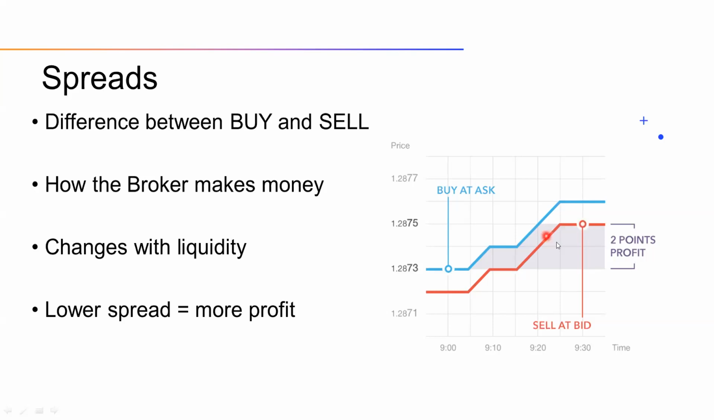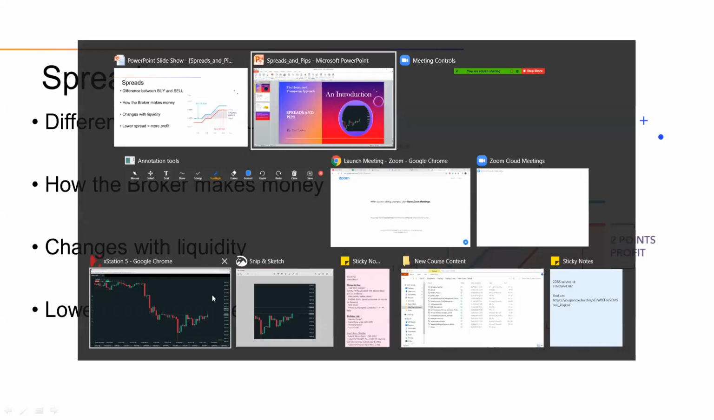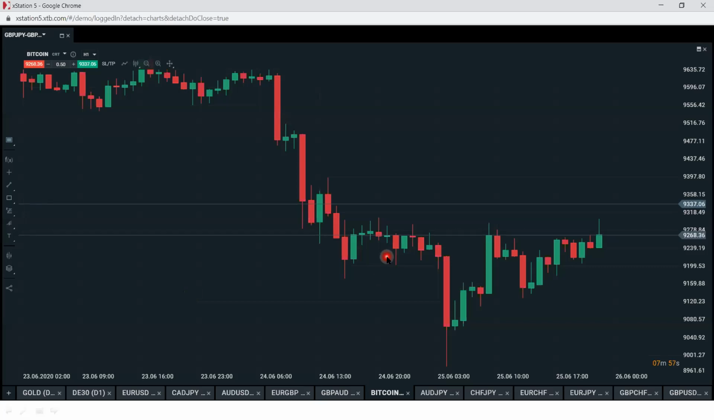I'm just going to show you a couple of examples on the chart. So here is a Bitcoin chart, the live Bitcoin chart, in fact, on an hourly. And you can see that I've got on the chart here the buy price, and I've got the sell price. So if you observe the cryptocurrencies in particular, they have very large spreads.